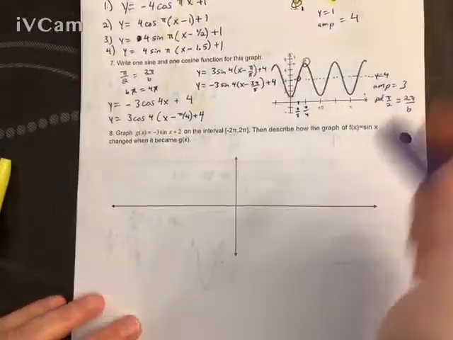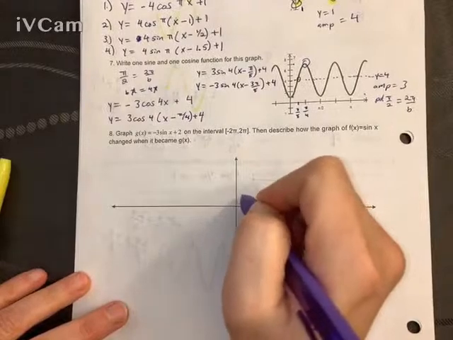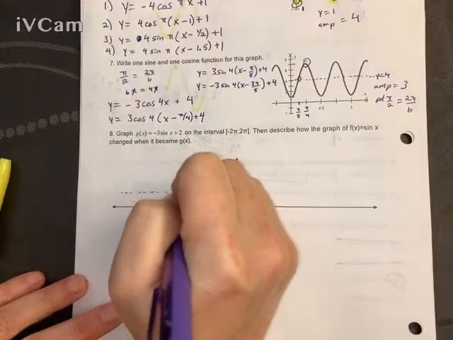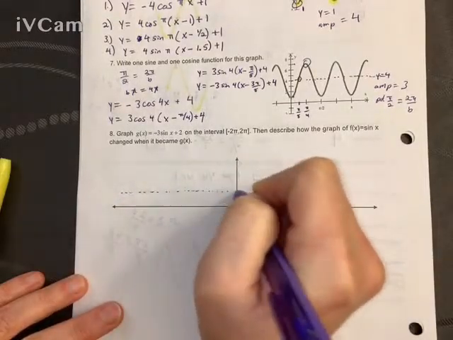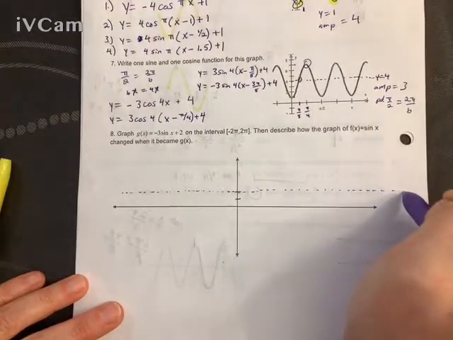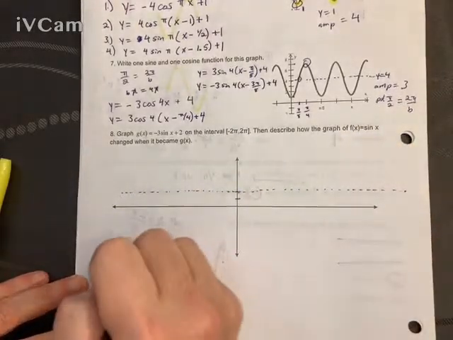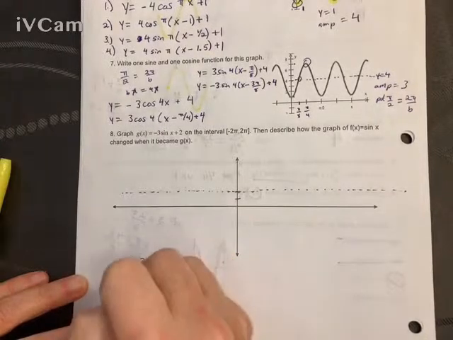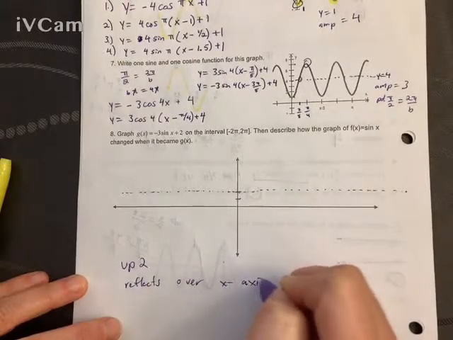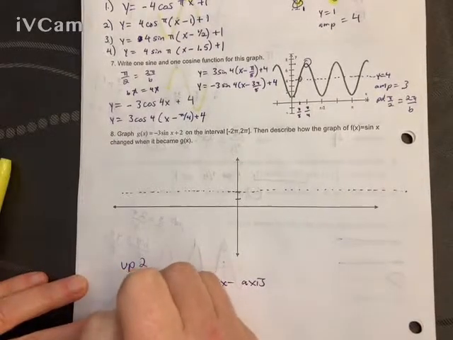Number 8 says graph g of x equals negative 3 sine x plus 2. That's okay. So I'm going to go up to 1, 2. I'm going to make a dotted line at my midline. Okay. Now I'm actually going to describe this first because I think it's easier. So I know it went up 2. It reflects over the x-axis. And it has a vertical, I can't spell vertical.